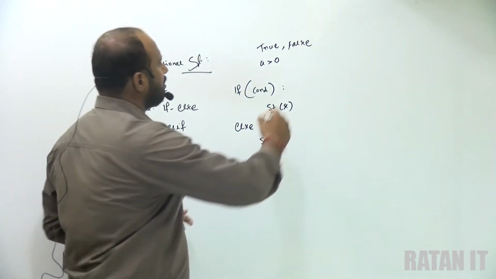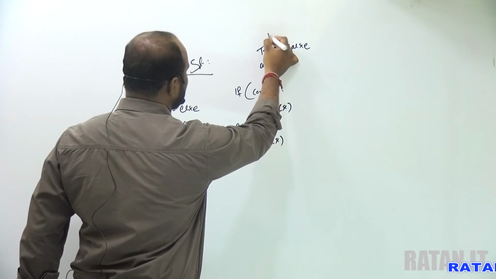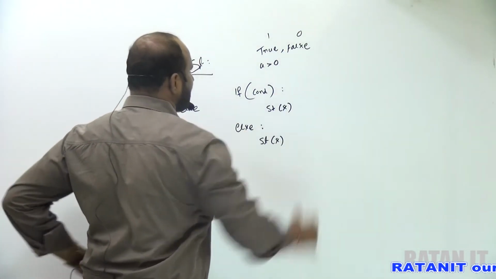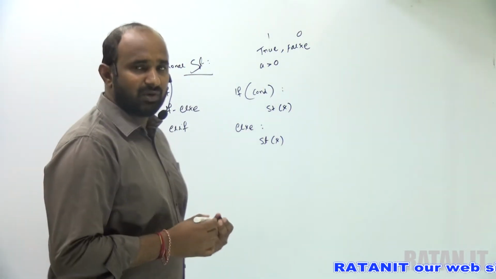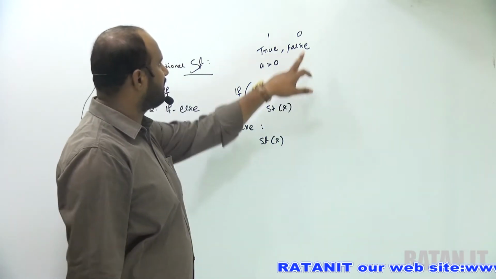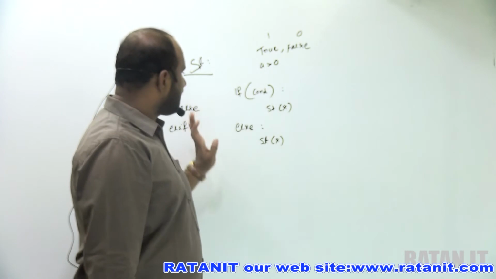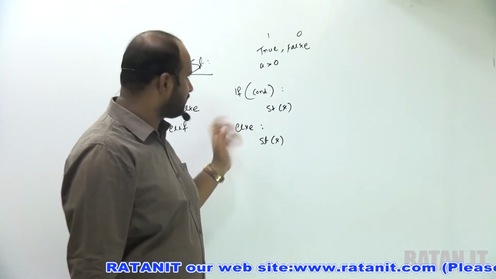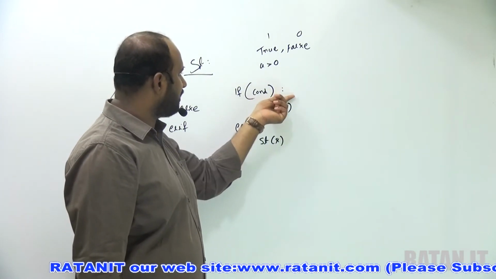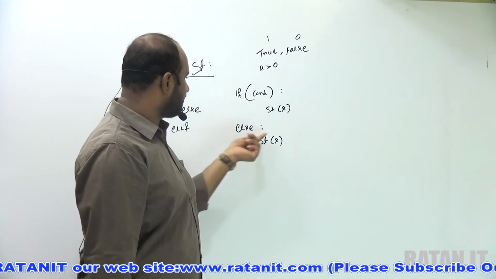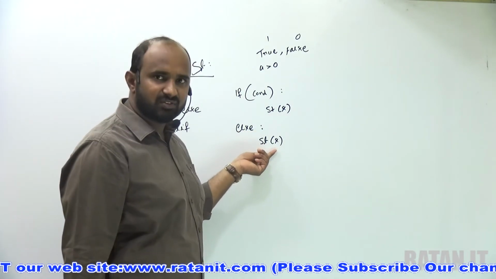In Python, we have one more option. Instead of true, we can write 1. Instead of false, we can write 0. 1 represents true. 0 represents false. Clear? So like that, your if else conditions will be working here. If of condition, colon, statement or statements, else, colon, statement or statements, right?